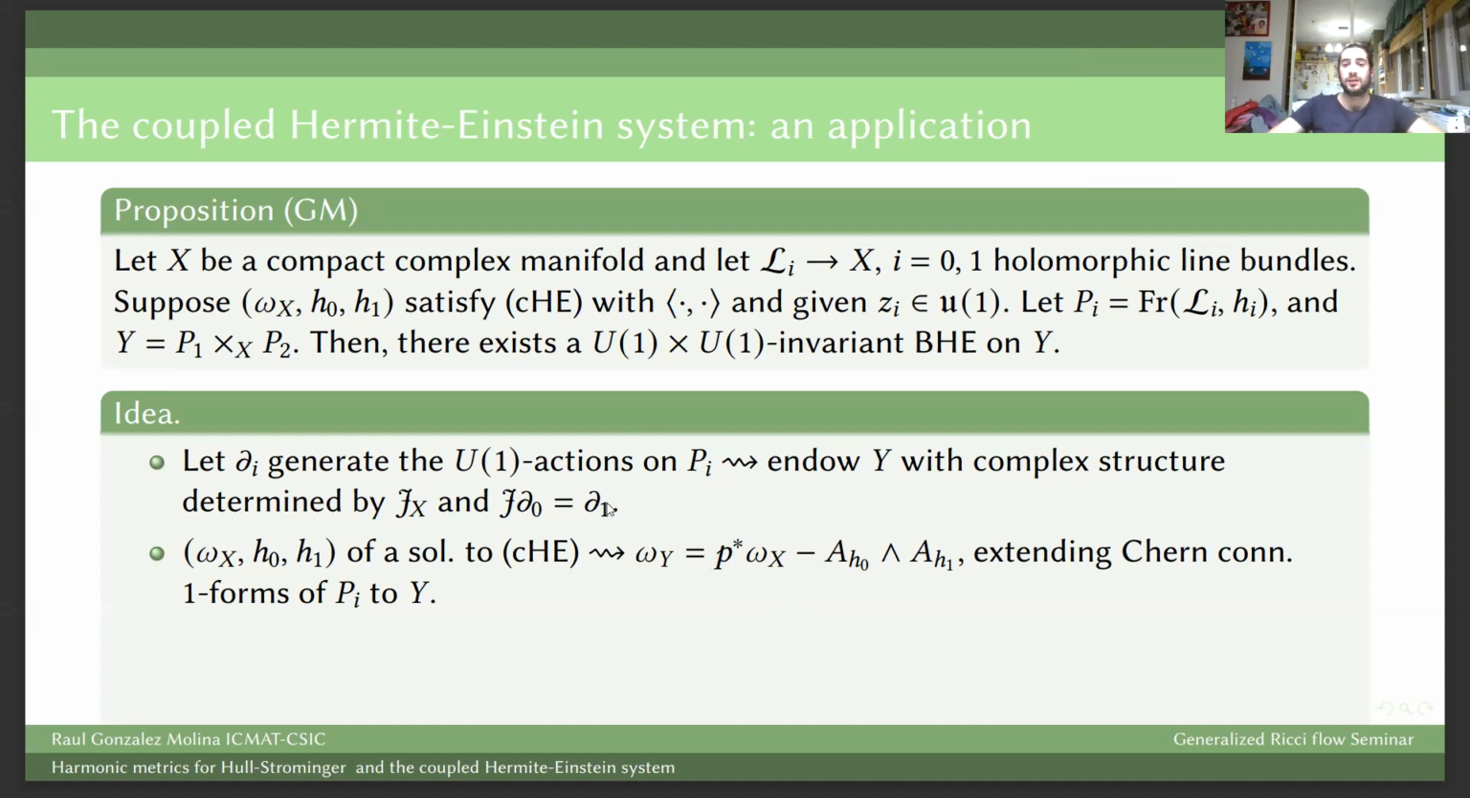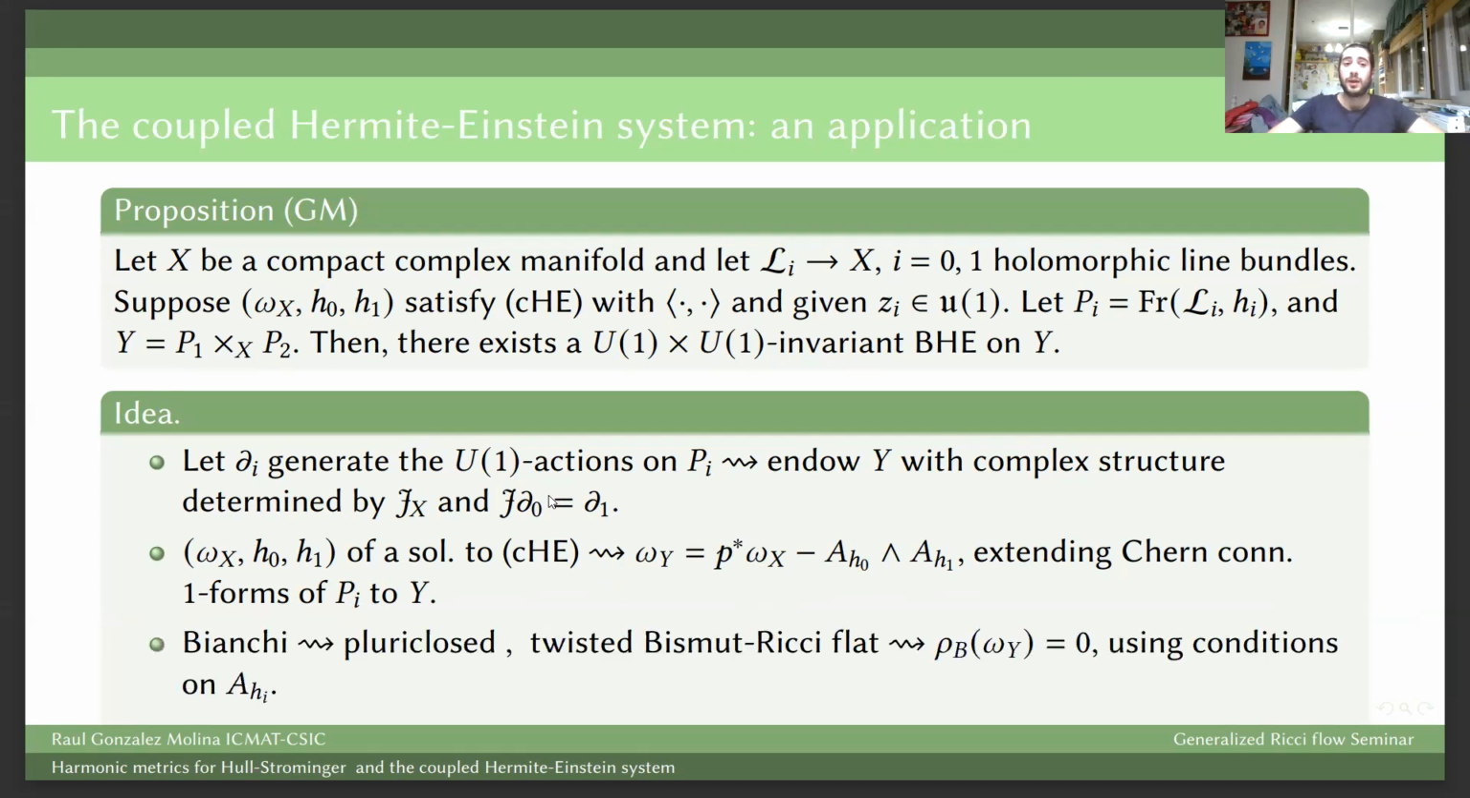One checks that this is a Hermitian metric, and now the supposition is that this is a solution to the coupled Hermite-Einstein system. So I must use the equations. The Bianchi identity corresponds to upstairs having a pluriclosed metric. The twisted Bismut-Ricci flatness corresponds upstairs to just Bismut-Ricci flatness, using also the remaining equations. So the conditions on the metrics, on the bundles. Okay.